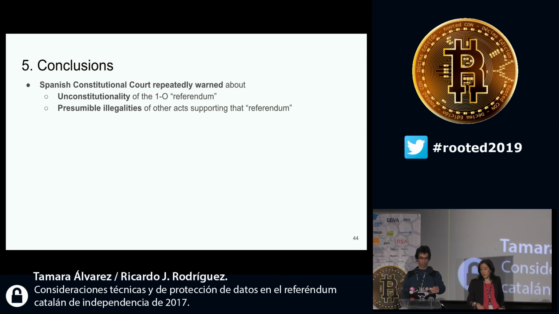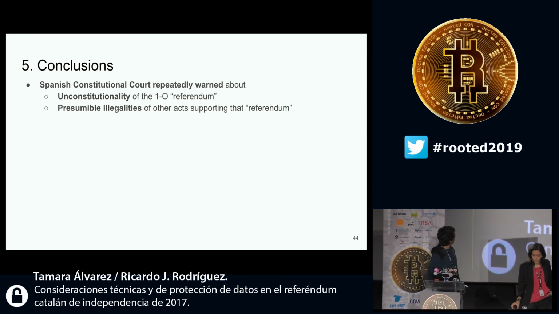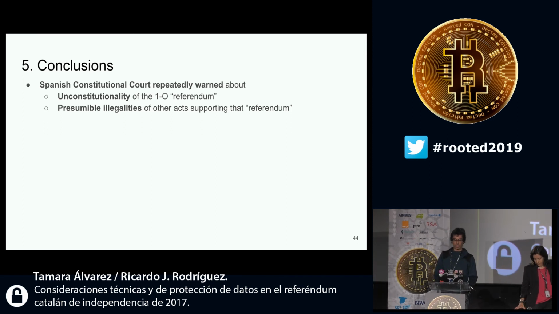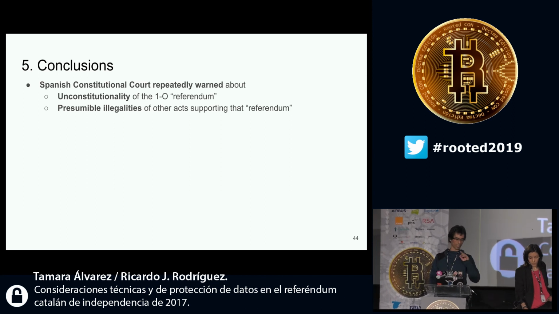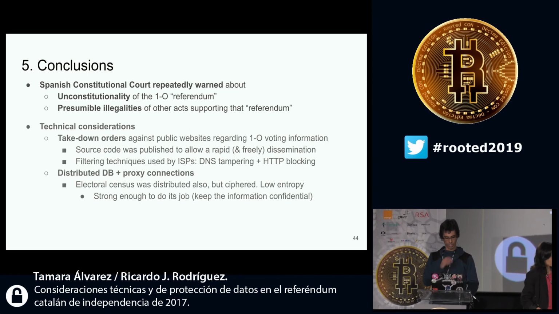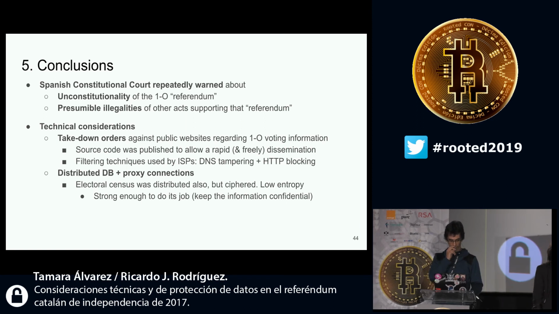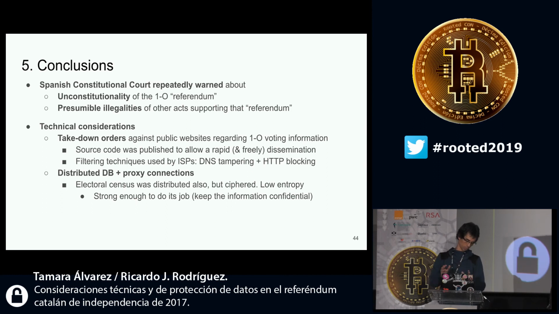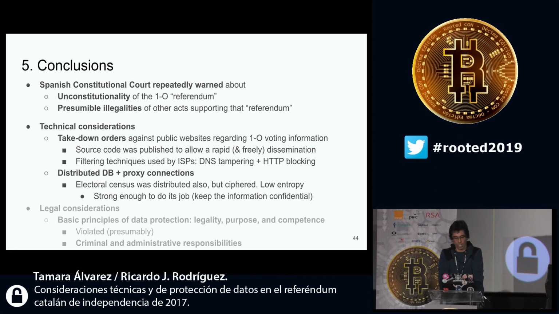Okay, just to conclude, the Spanish Constitutional Court repeatedly warned about the unconstitutionality of the 1st of October referendum and presumable illegalities of other acts supporting that referendum. The technical considerations, we have already mentioned them: the takedown orders on the one hand, and then distributed database or distributed web pages, and proxy connections. I would like to emphasize that the electoral census was distributed, it was ciphered with low entropy but strong enough to do its job, which is to keep information confidential. So for an attacker with limited resources, no problem, but for an attacker like a state, not so much so.